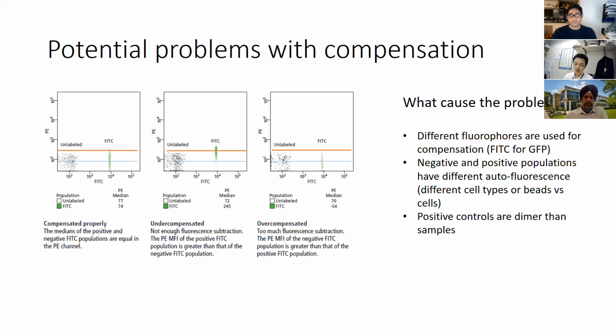And also, the negative and positive populations may have different autofluorescence. For example, they run the negative population as cells, but they don't have a positive population for the antibodies, so they use some beads. Mixing the cells and the beads will cause a problem. So for a right compensation, you either use all cells or all beads. Do not mix them together, otherwise you will have a problem.